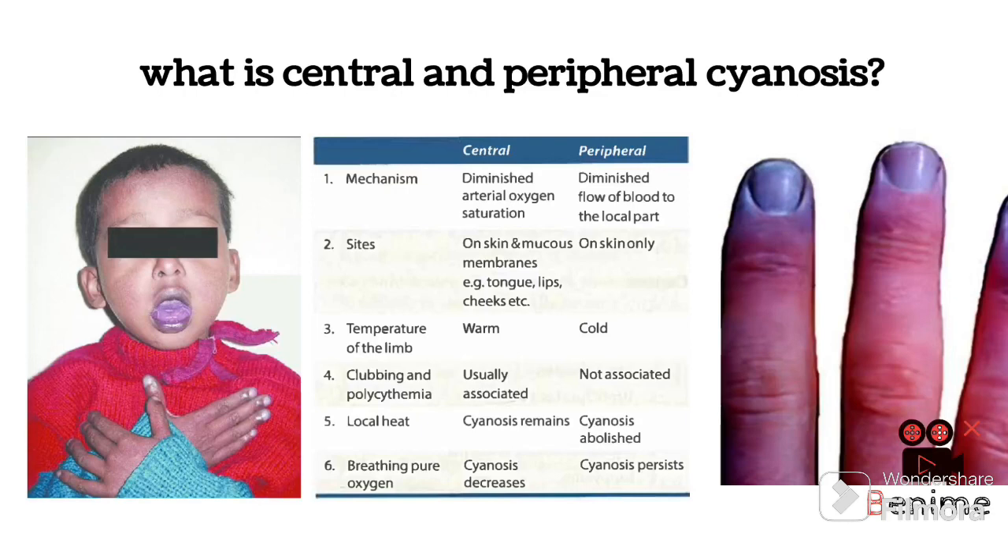Peripheral cyanosis. It is due to diminished flow of blood to the local part. It can be seen on sites like skin. The temperature of the limb is usually cold and is not associated with clubbing and polycythemia. On giving local heat, the cyanosis is abolished, and on breathing pure oxygen, the cyanosis persists.